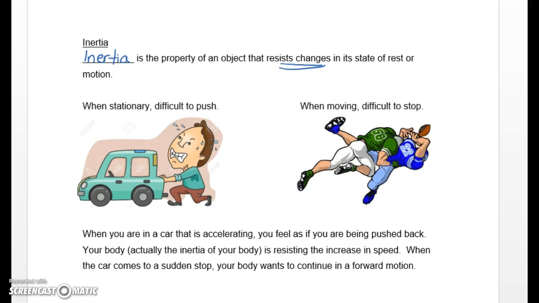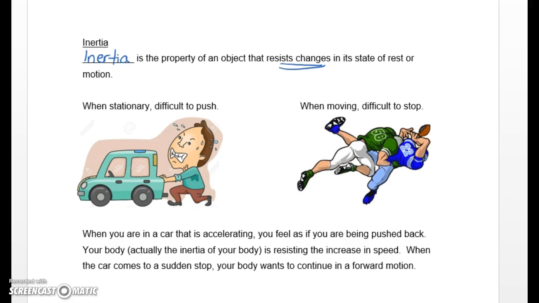Okay, so when you're pushing, say, a stationary object, like a car, this is really hard to push. Or even a different object, like a box, that one's going to be difficult to start, but then after you get it moving, it's a lot easier. When it's moving, it's way more difficult to stop because it wants to continue in motion. So you have to put a lot of force, say to tackle this person, in order to get him down.